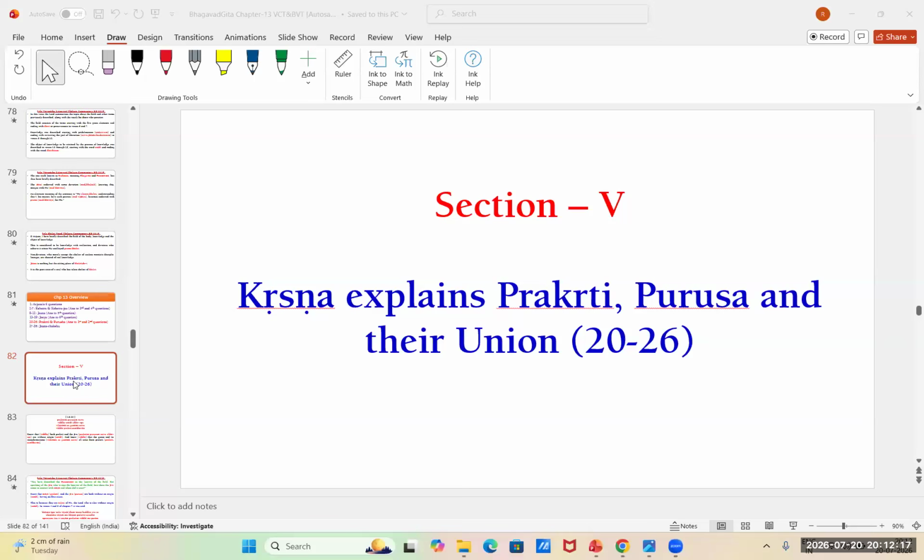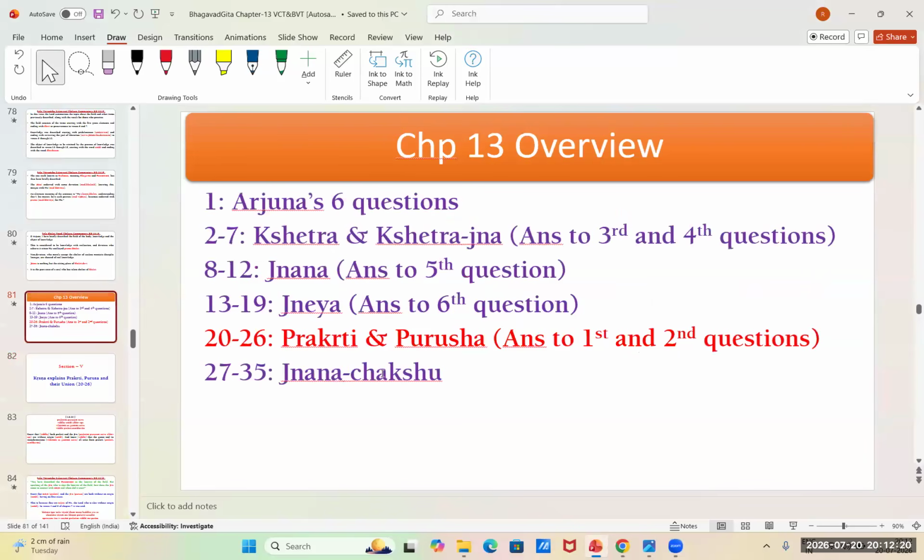Okay, so then I will not begin this new section because it is quite philosophical and technical. I will take this section tomorrow, and tomorrow we will complete this section. And in another class, we will complete the Jnana Chakshu, which is also very, very important. How he compacts all these concepts into one, and in the form of vision, gives the Jnana Chakshu. So that we will see the day after. Tomorrow we will see the Prakriti and Purusha section. Okay, so we'll stop here.